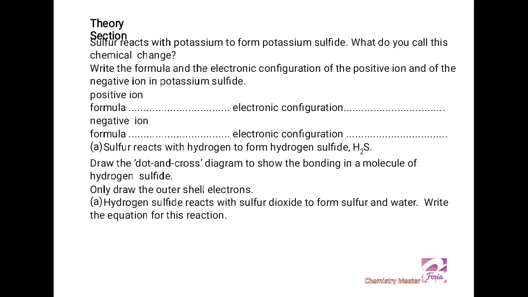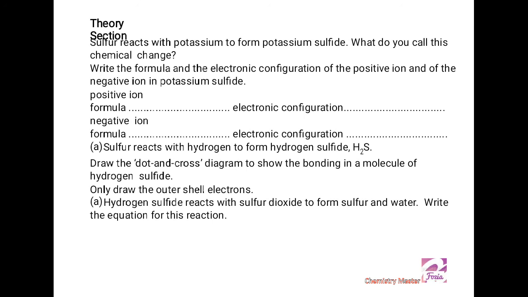Now the theory section, you have to think very deep. First we collect some prior knowledge. Sulfur reacts with potassium to form potassium sulfide. What do you call this chemical change? Write the chemical formulae and electronic configuration of the positive ions and negative ions of potassium sulfide. Just try it out. The electronic configuration means the distribution of electrons. So first you see how many electrons, protons and neutrons are there in its structure, and using only electrons you write the electronic configuration.